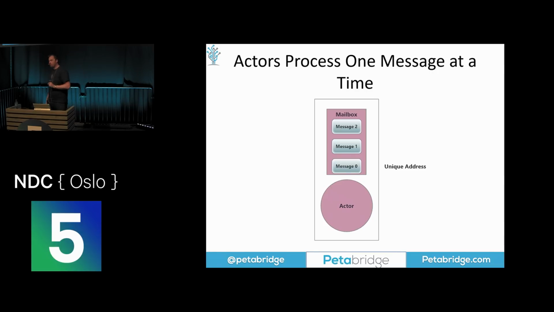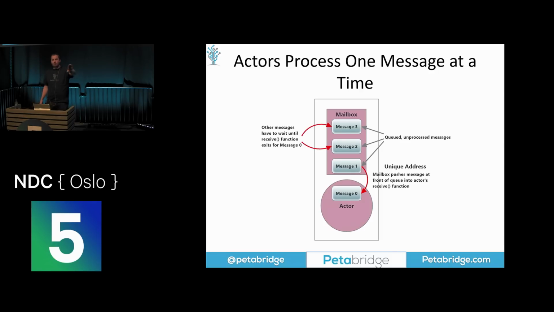The first important property is that actors are serial processors. They process messages in the order in which they were received and process them one at a time. So if we have a queue of 3 messages sitting in our actor's mailbox, message 0 will get pushed into the actor's Receive method, that code we saw a few slides ago. The actor will go and process that, and once that Receive method exits, the actor will move on to processing the next message in the mailbox, message 1.